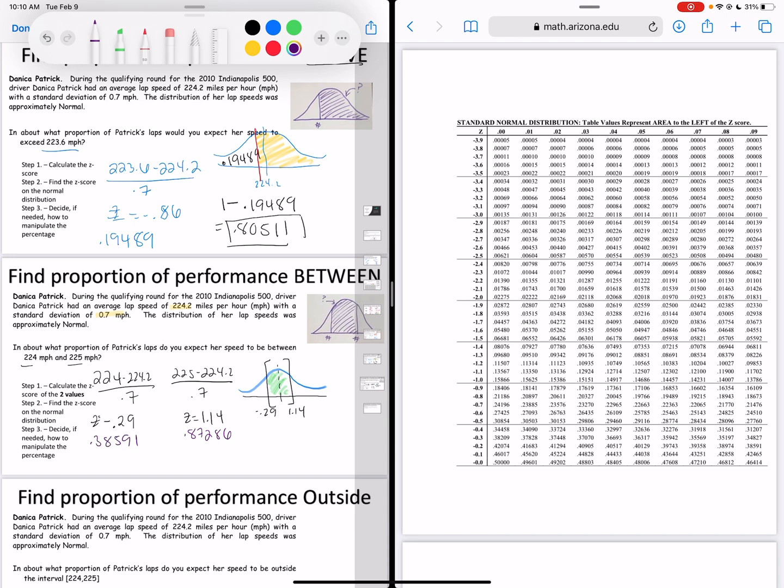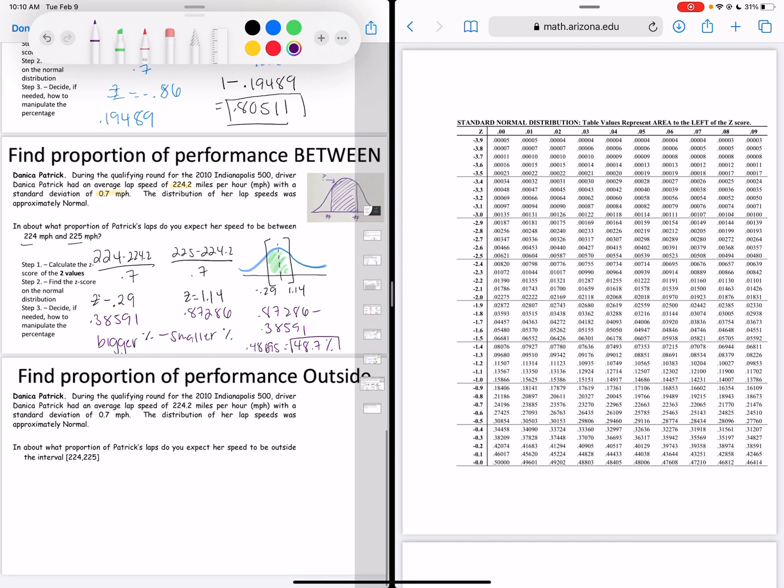Okay, and then to find the percent between, you subtract the bigger percentage minus the smaller percent. So we're going to take 0.87286 minus 0.38591. That gives me a percent of 0.48695, which is 48.7%. So when we have to find the percent between, you have to subtract the two percentages that you find from the two z-scores.